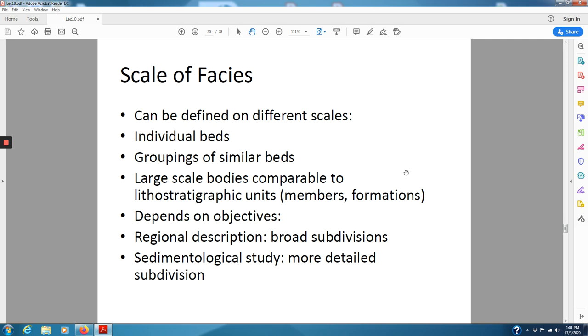If you are doing a regional description, a very wide area, you might want to have broad subdivision of your facies, right? Maybe a small number of facies, and they are very thick. But if you are doing more detailed sedimentological study, you make finer subdivisions of your succession. So I'll show you some examples here.